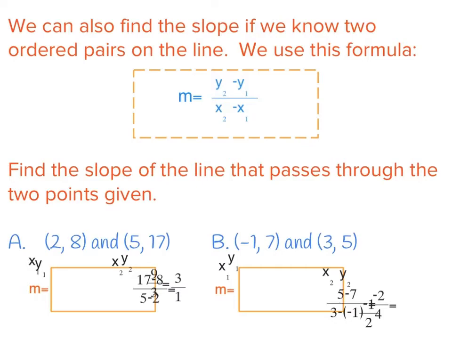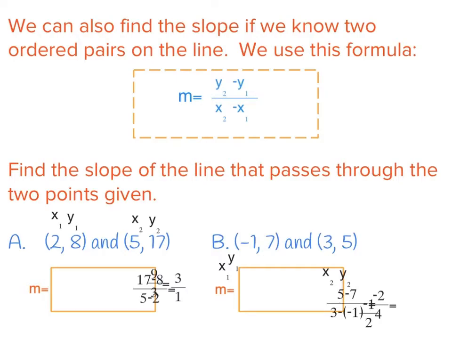So these next 2 examples, we need to find the slope of the line that passes through the 2 given points. For example A, I need to assign my x1, y1, and x2 and y2 values. So for x1, I'm going to assign 2, and I'm going to assign 8 to my y1, and I'm going to say 5 is my x2 value, and 17 is my y2 value. Now that I've assigned each number to a variable, I'm going to substitute into my formula.